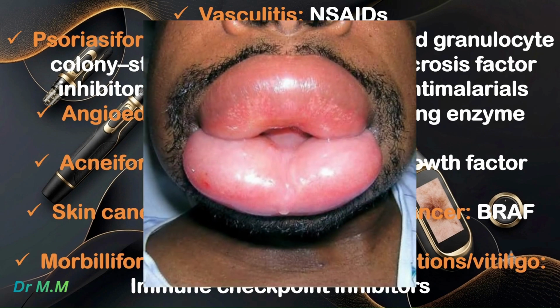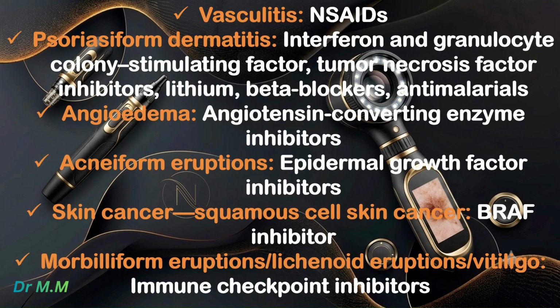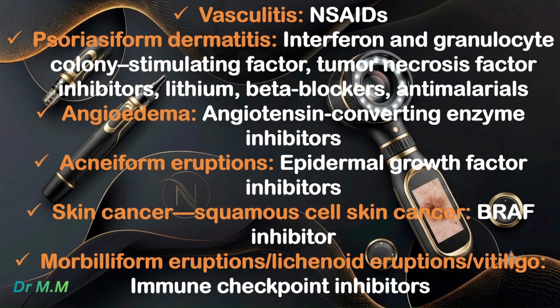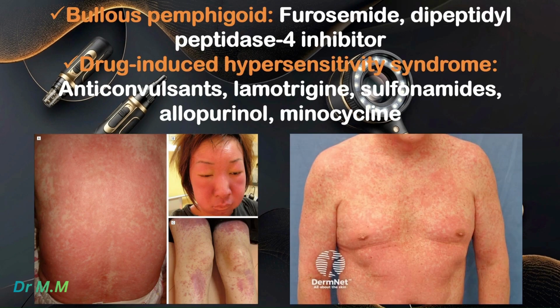Angioedema: angiotensin-converting enzyme inhibitors. Acneiform eruptions: epidermal growth factor inhibitors. Skin cancer, squamous cell skin cancer: BRAF inhibitor. Morbilliform eruptions, lichenoid eruptions, vitiligo: immune checkpoint inhibitors. Bullous pemphigoid: furosemide, dipeptidyl peptidase 4 inhibitor. Drug-induced hypersensitivity syndrome: anticonvulsants, lamotrigine, sulfonamides, allopurinol, minocycline.